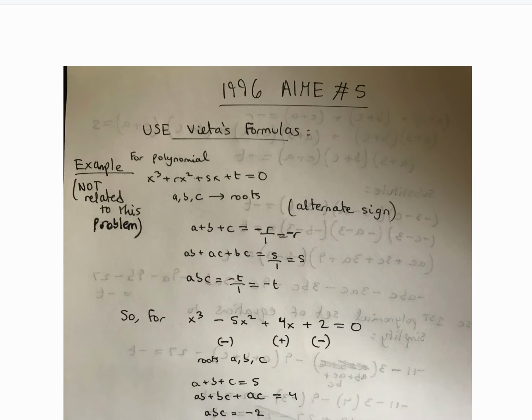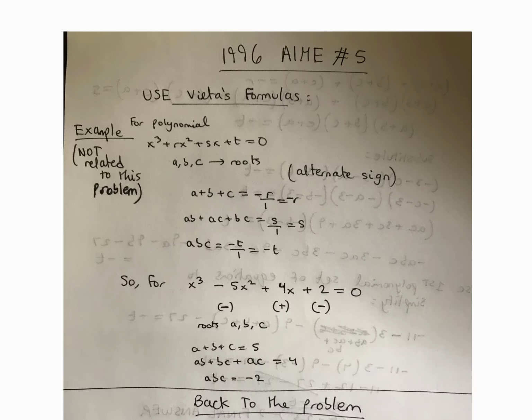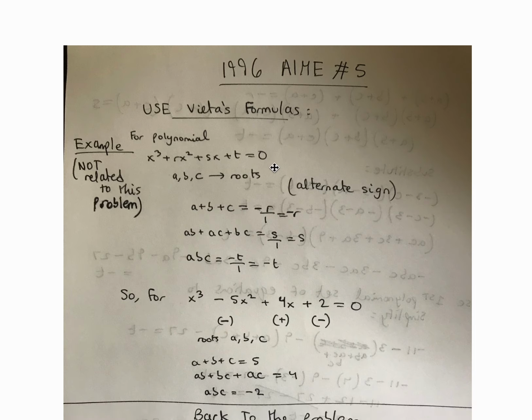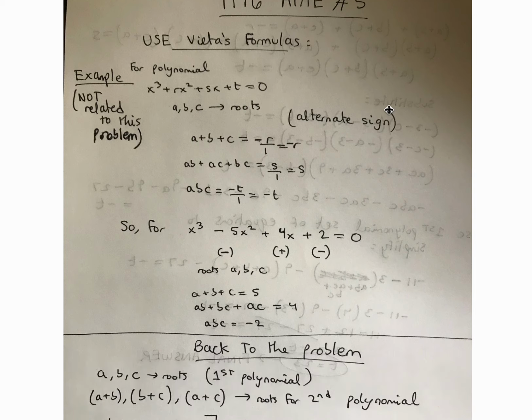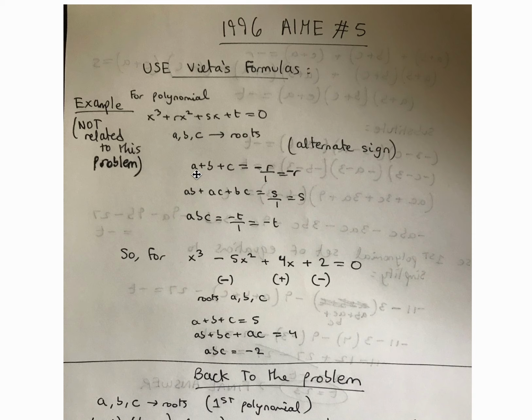So here is my demonstration of this. For Vieta's formulas, if you're given a polynomial x cubed plus rx squared plus sx plus t equals 0, and a, b, c are the roots, then the sum of the roots, a plus b plus c, is equal to negative r over the coefficient in front of x cubed. So it's basically the negative of this coefficient divided by this coefficient. And the pairwise double sum, ab plus ac plus bc, is equal to s divided by this coefficient.